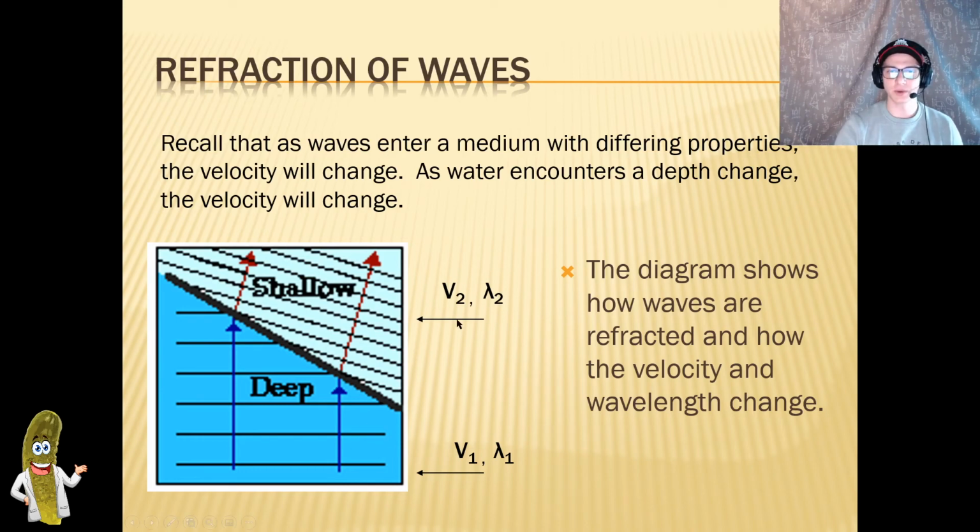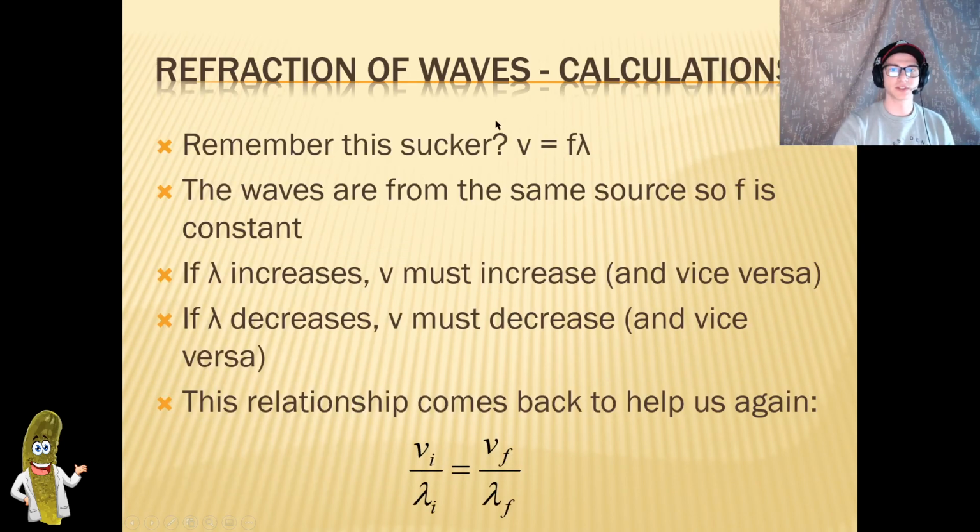One of the key things here, though, that we'll talk about in a sec is the velocity of those waves versus the wavelength. So this was our universal wave equation, which was velocity is equal to the frequency times the wavelength, or lambda, as we called it. The waves are from the same source, so the frequency is constant. If the wavelength increases, v must increase, and vice versa. If the wavelength decreases, the velocity must decrease, and vice versa.